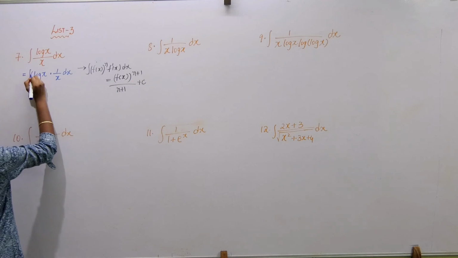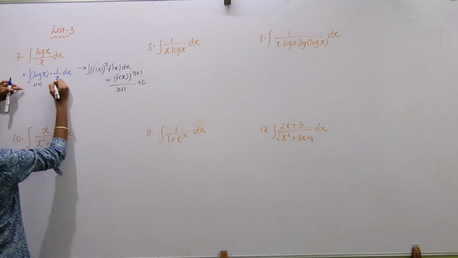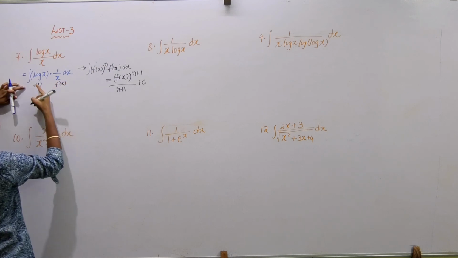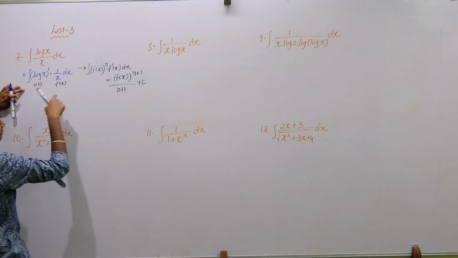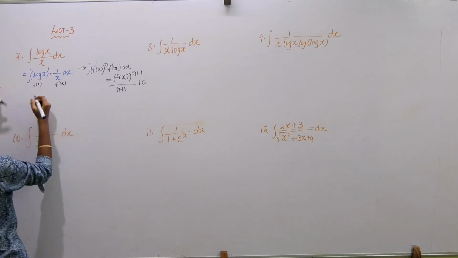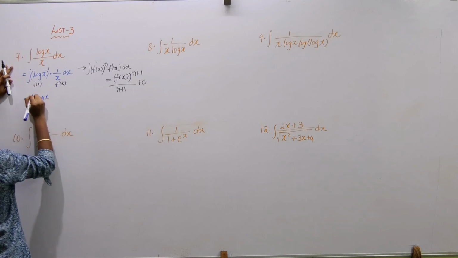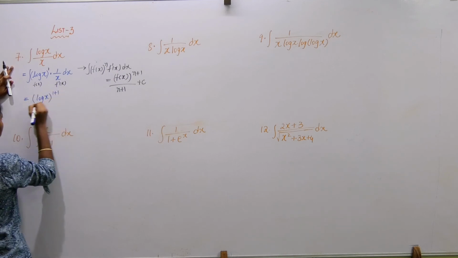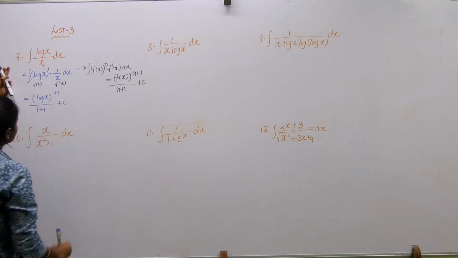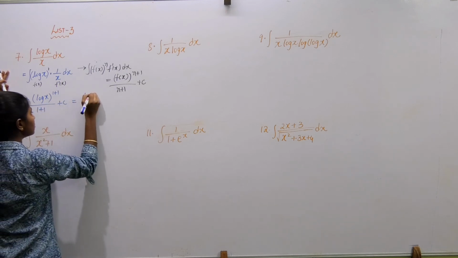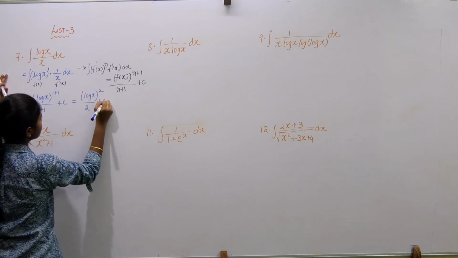Now here f of x is log x and f dash of x is 1 by x. Now the value of n is equals to 1. When we substitute the formula here, we get log x whole power 1 plus 1 by 1 plus 1 plus c. It is equals to log x whole square by 2 plus c.